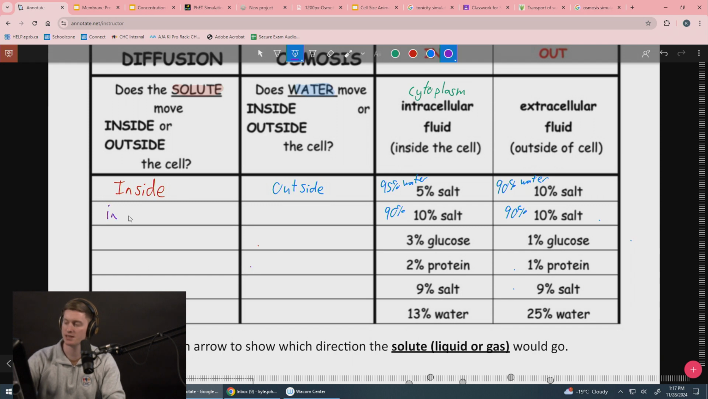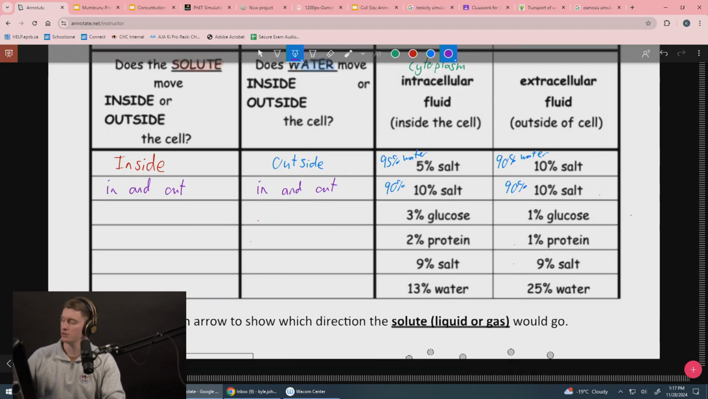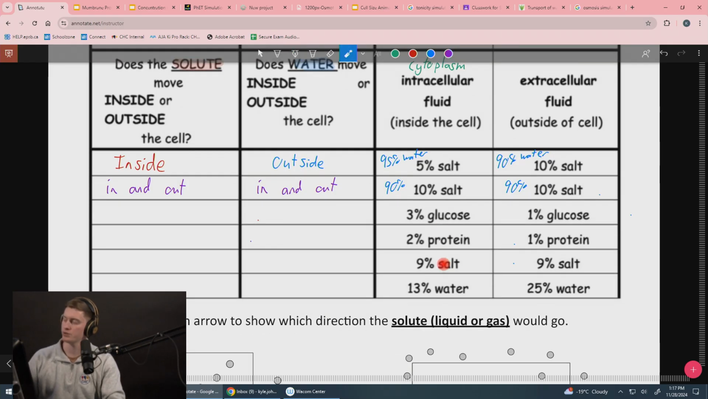It means that the rate of movement in and out is equal. So we're going to say that the solute will move in and out of the cell, and the solvent will also move in and out of the cell at an equal rate. Glucose or protein or salt are all just different types of solutes, so these will be the same.